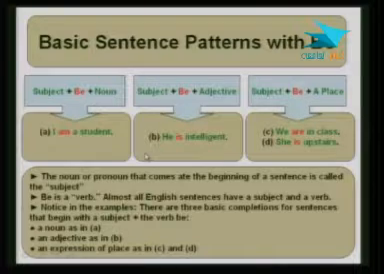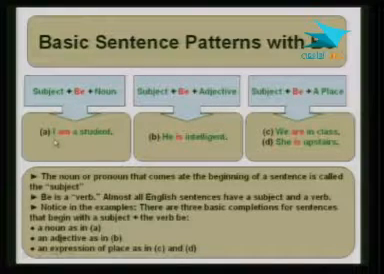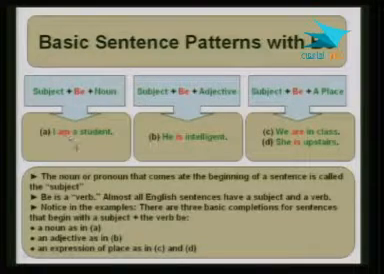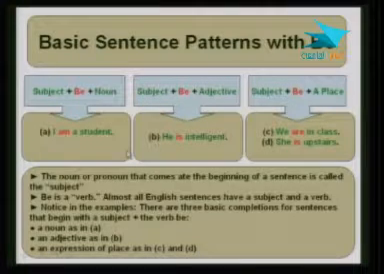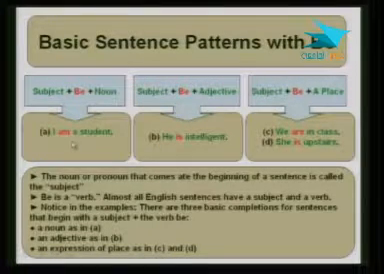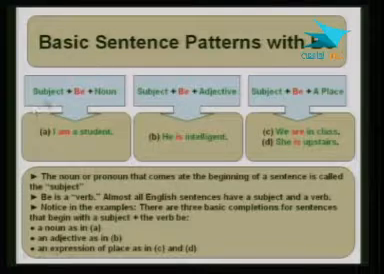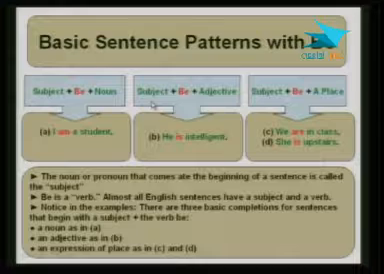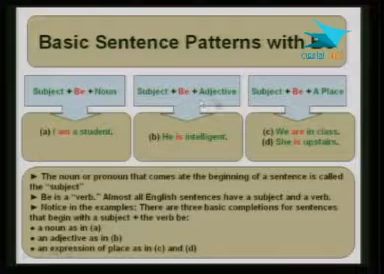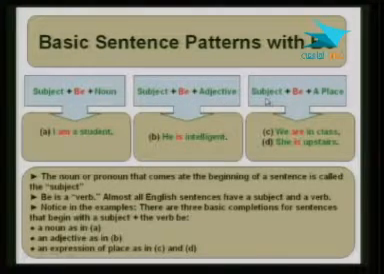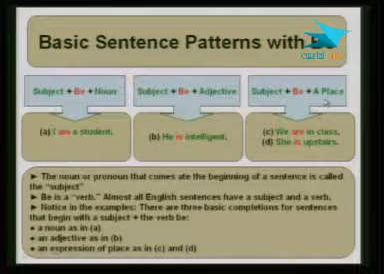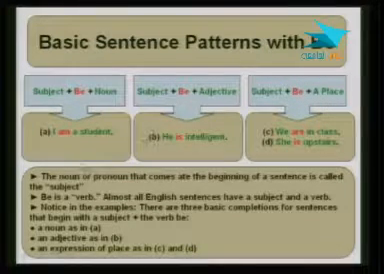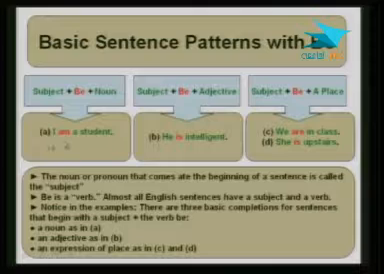The English sentence is, of course, composed of a subject, a verb, and a complement. If you look at the first pattern here, it is subject, verb be plus a noun. The second pattern here is subject, verb, and adjective. And the third, subject, verb, and a place. Here's an example for the first one.